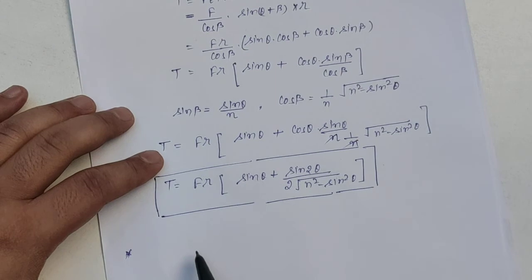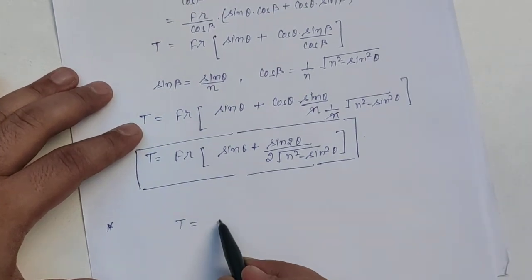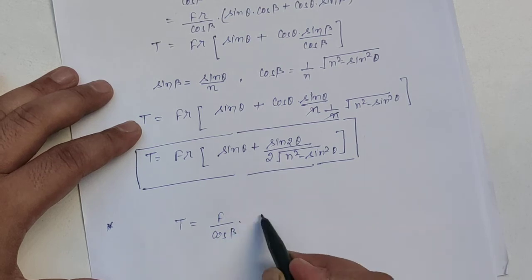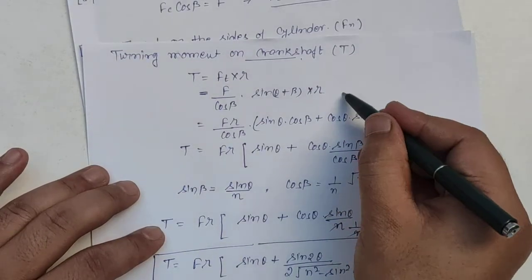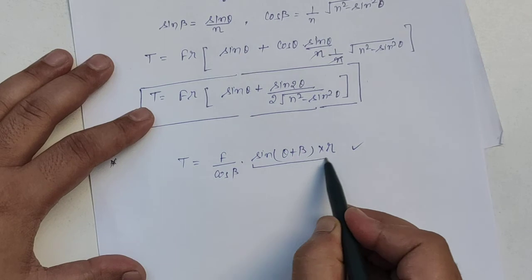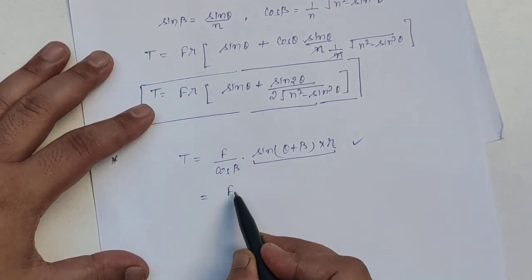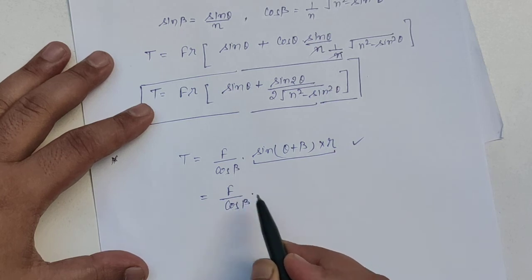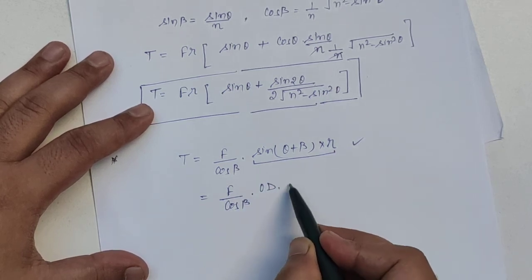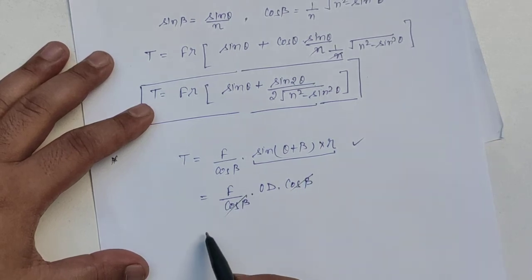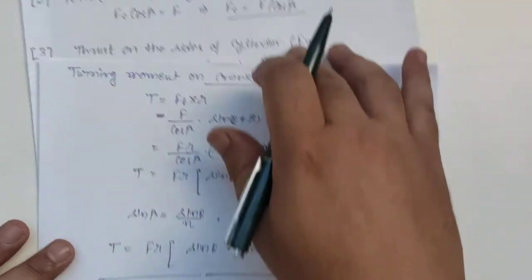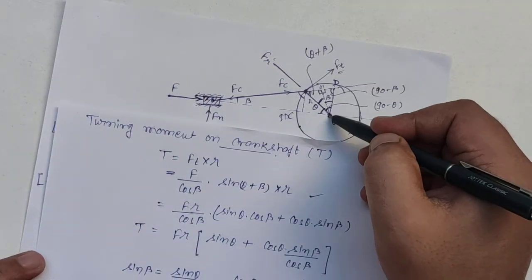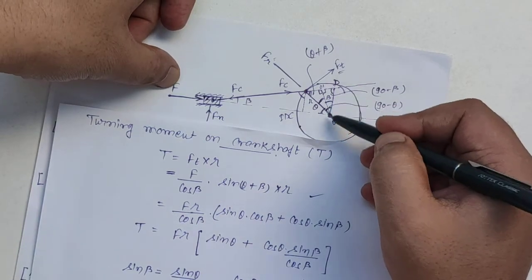So from here we can write FT is equal to F divided by cos beta, sin(theta plus beta) into R. This value R sin(theta plus beta) we can write as OD cos beta. The cos beta cancels out. We can calculate FT, meaning turning moment, is equal to F into OD. So geometrically, if we are able to calculate this distance OD, then the turning moment will be equal to F into OD.